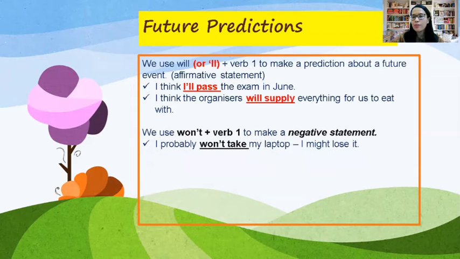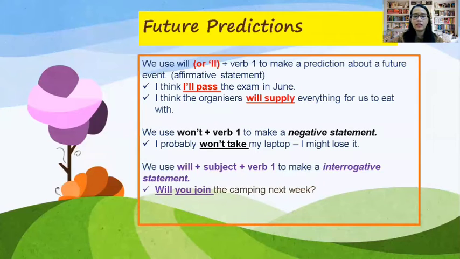Okay. Now, how to make negative statement? Easy, friends. You only add not after will before the verb one. Let's check. I probably won't, will not, friends, take my laptop. I might lose it. Right? Okay. So won't, will not, and then take as the verb one, and then it results in the negative statement. Yeah, okay. If I probably won't take my laptop, I might lose it, right?